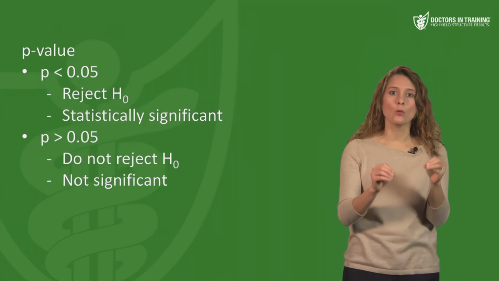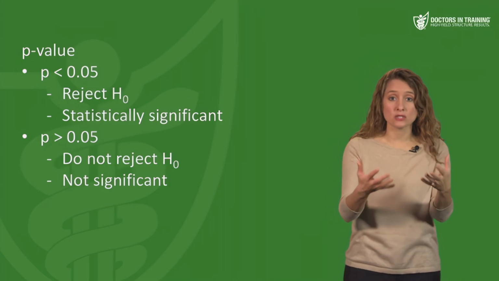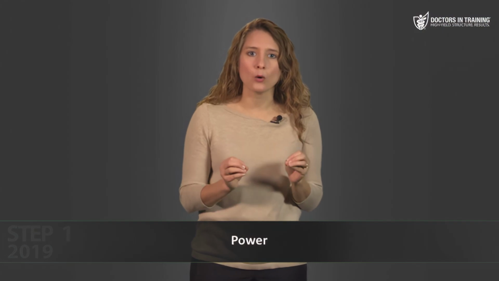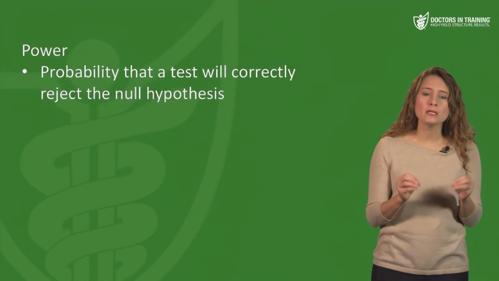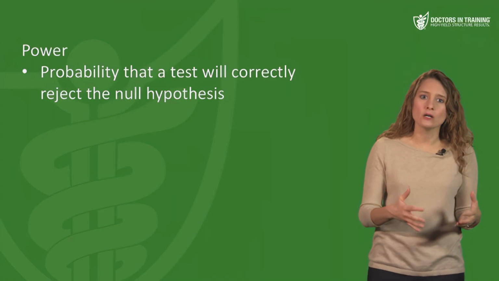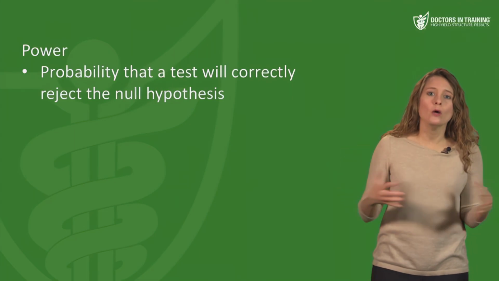So be sure to remember what the p-value represents and how it's used to determine the significance of study results. Okay, now let's talk a little bit about power. Power refers to the probability that a test will correctly reject the null hypothesis when it's indeed false and the alternative hypothesis is true. What affects power?